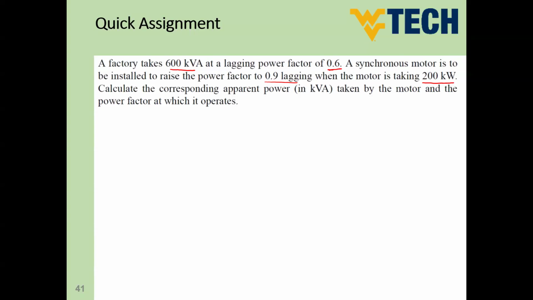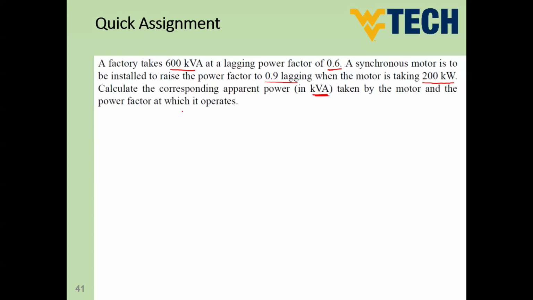Okay. So this is the operating condition again. This motor is gonna work and supply mechanical power to a load. So it's driving a mechanical load of 200 kilowatts, and at the same time, it's delivering reactive power to compensate the grid. So what is needed in this problem? We need to calculate the corresponding apparent power taken by the motor and the power factor at which it operates. So find the apparent power of the motor and find the power factor of the motor.